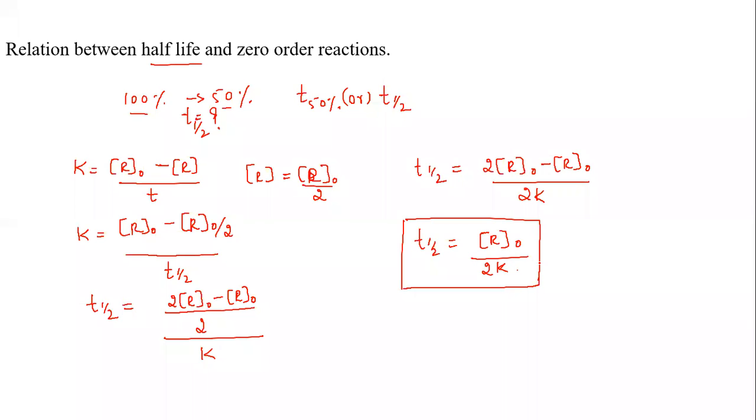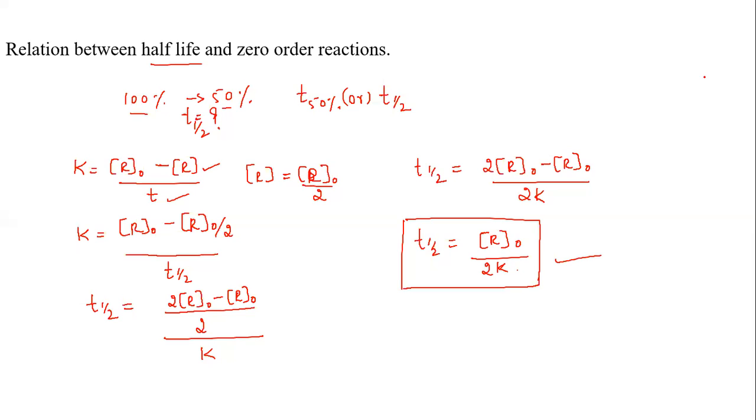In the exam, the question may ask write the relation between half life and zero order reaction, or find out the half life period for a zero order reaction. Just you have to substitute R naught by 2 in the place of R and T half in the place of T. Okay, then ultimately you'll get an equation like this. Okay, right. Any doubts in this derivation?